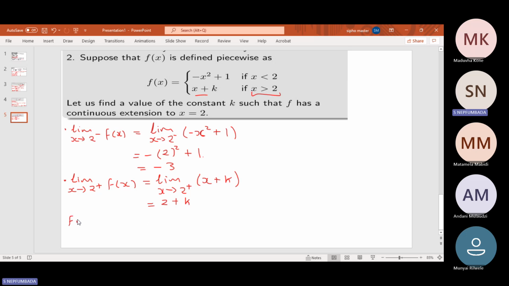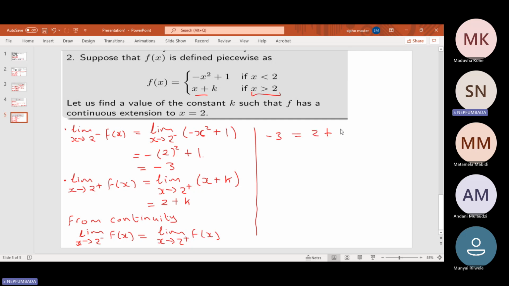Then from continuity, we know that the left-hand side limit is nothing but equal to the right-hand side limit, which means that minus 3 is equal to 2 plus k.